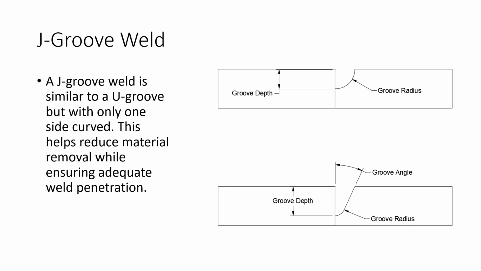This is a J groove, similar to a U groove, but only half of it. Only one side has that curved preparation. The other side has a straight line preparation. And this is going to help reduce material removal. So if we don't want to put a lot of weld back in, a lot of times a J groove is a really good joint configuration for achieving that end.